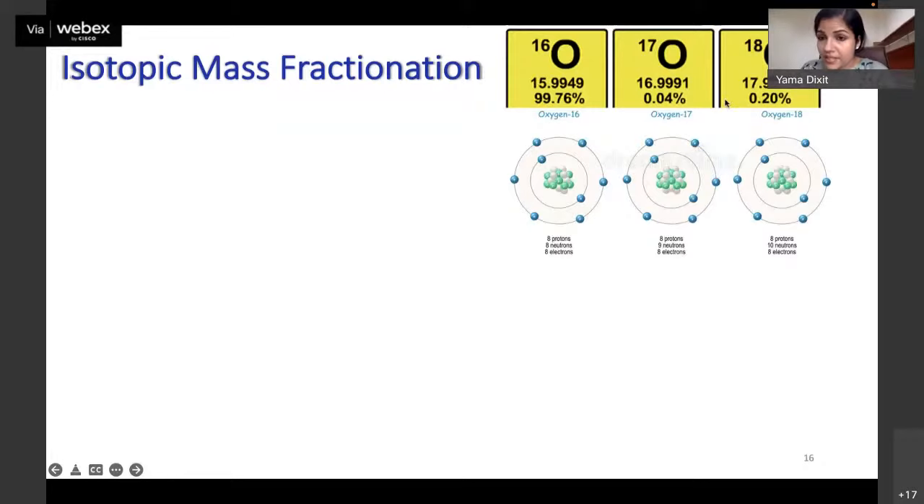But now these are stable isotopes, so no decay. But what is important to see is the relative abundance. So O16 is the most abundant one with 99.76%. And the next most abundant one is O18. So it is about 0.2% of the total oxygen that is there. So we know that different isotopes of oxygen exist in nature.